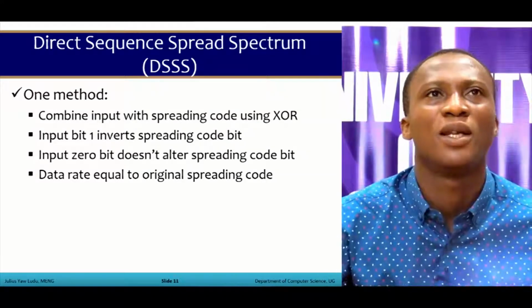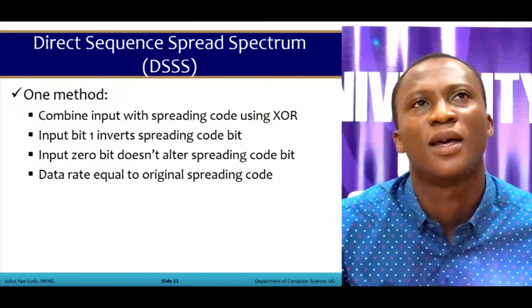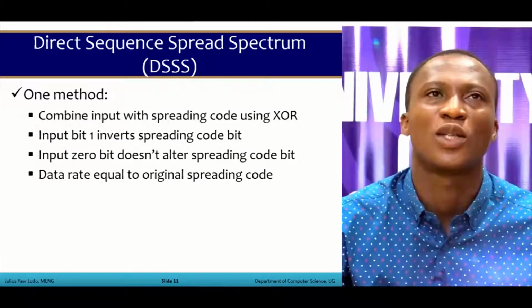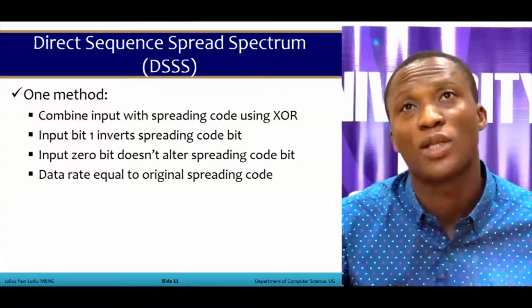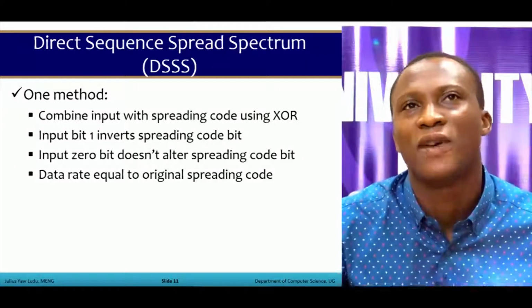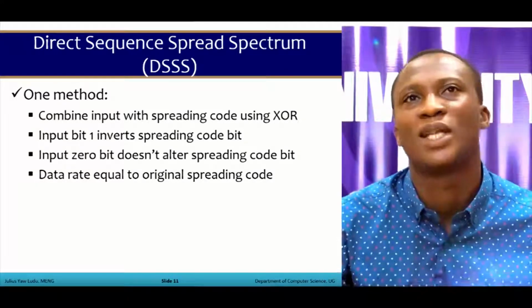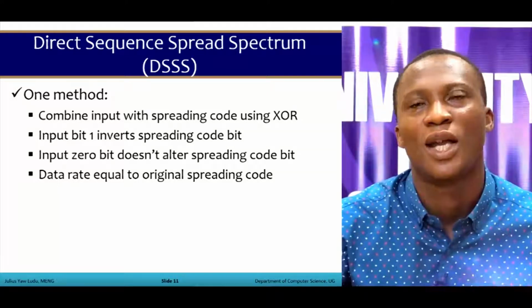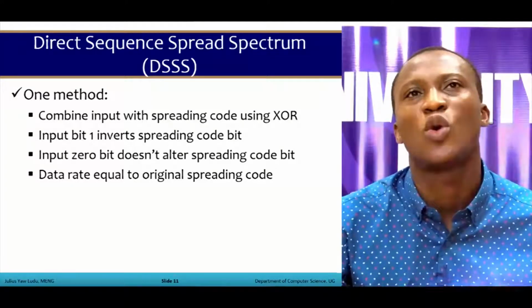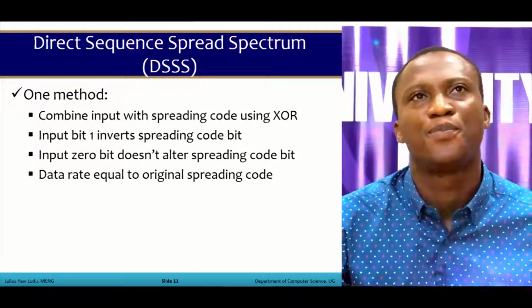Now, one of the methods employed by direct sequence spread spectrum is first combining the input with the spreading code using the XOR operation. I guess you remember your digital logic with the XOR operation. An input bit of 1 inverts the spreading code bits. An input bit of 0 doesn't alter the spreading code bits. You will find examples of these in your lecture slides. The data rate is equal to that of the original spreading code as far as DSSS is concerned.